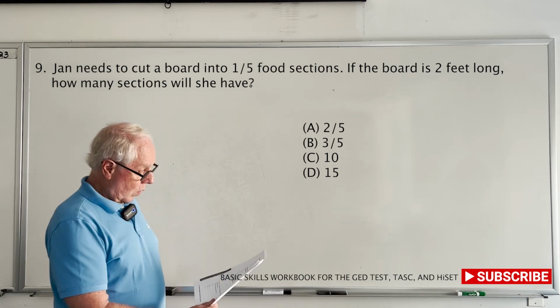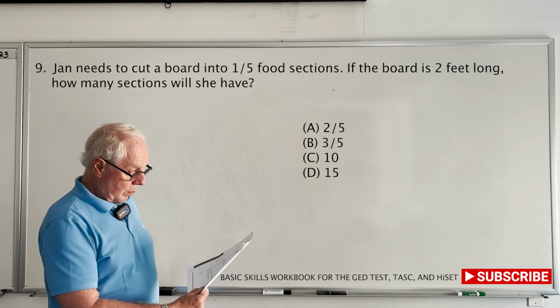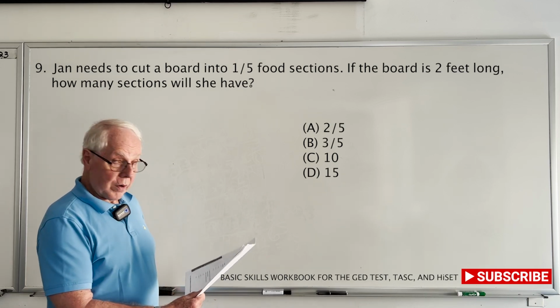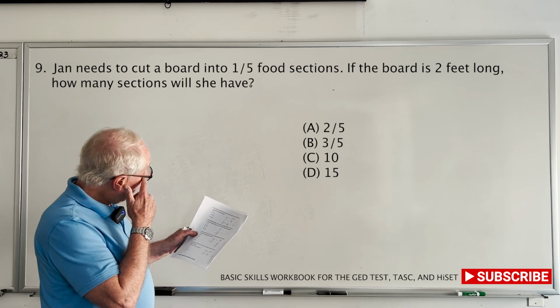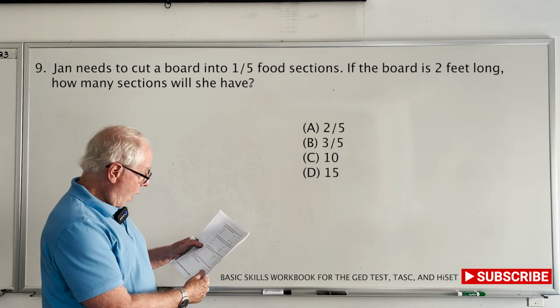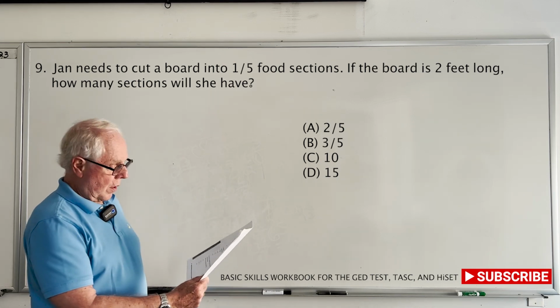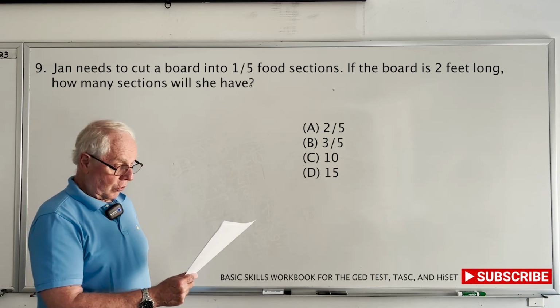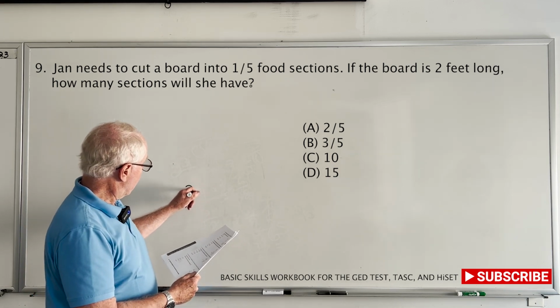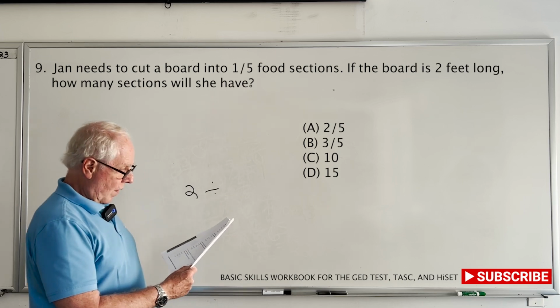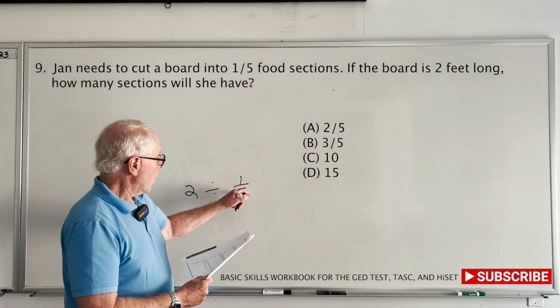And then there's a note there, it says think. 2 can be written as a fraction 2 over 1. Okay? So what do you think the operation is going to be? We want to know how many 1/5ths there are in a 2-foot section. So I'm going to say that's going to be 2 divided by 1/5.